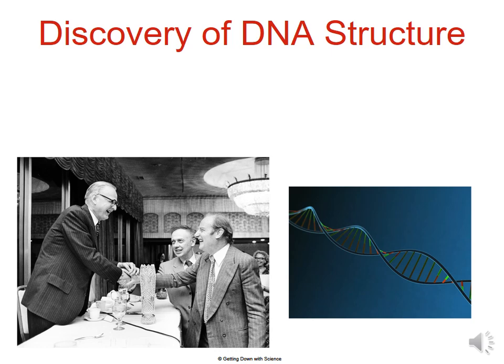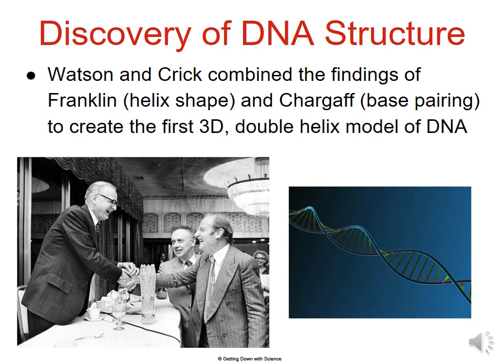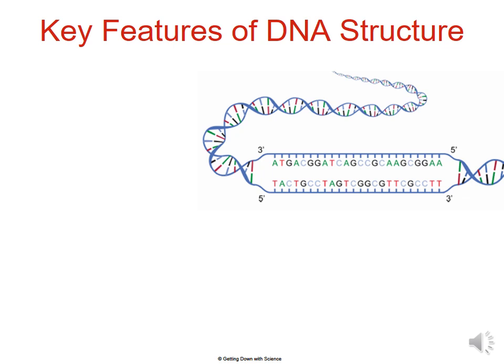Okay, so continuing with the discovery of the DNA structure, Watson and Crick combined their findings with the findings of Franklin and the findings of Chargaff. So they utilized other scientists' findings and created the first 3D model, which is known as the double helix model of DNA. And so this is what they won the Nobel Prize for. So when we're thinking about the DNA structure and its key features, remember it is a double-stranded helix, so 2 strands, and they form this curl or twist.